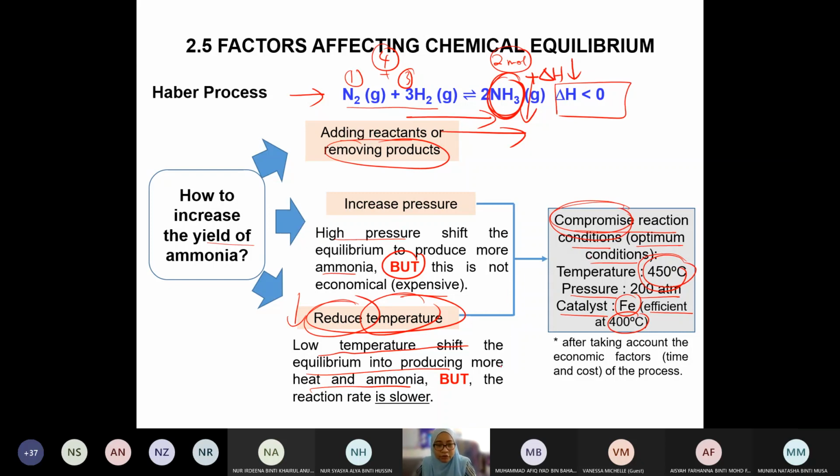Okay, we don't want it to be that low, and at the same time we don't want it to be jeopardizing the rate of reaction. Okay, so bila jeopardize the rate of reaction, it will jeopardize the catalyst punya efficiency. Okay, alright.